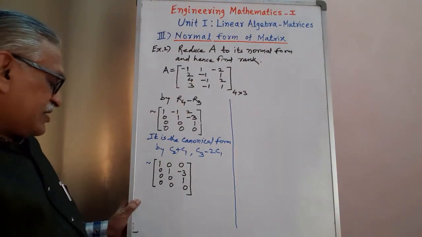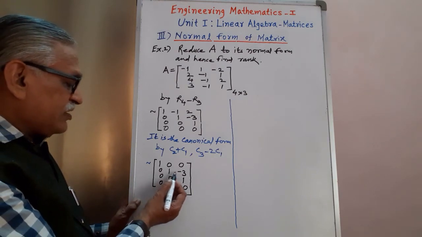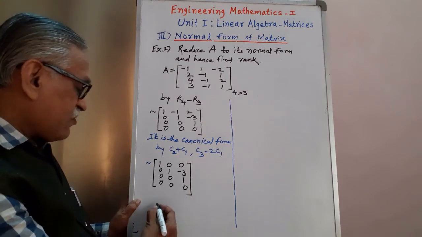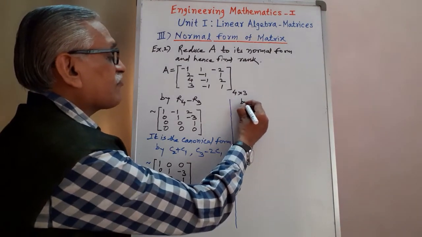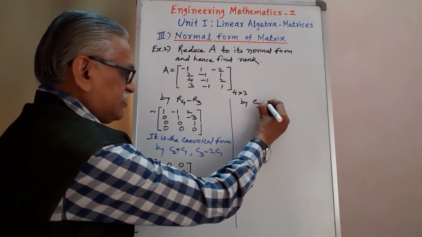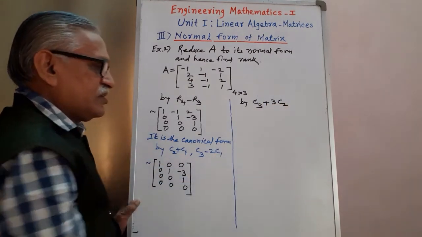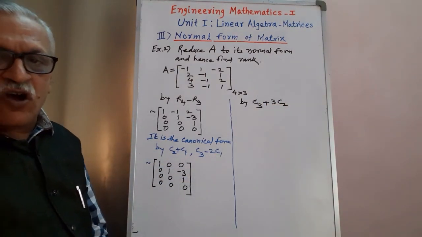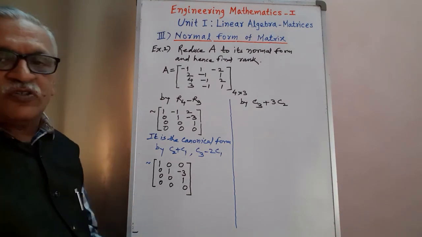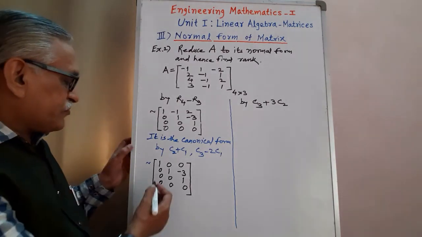Okay. Then with the help of this one, we try to convert this element to 0 by applying a transformation. Minus 3 plus 3 we get 0. Therefore, the transformation is C3 plus 3 times C2. We always take the row or column containing that diagonal element. Don't use any other row or column for getting that 0.